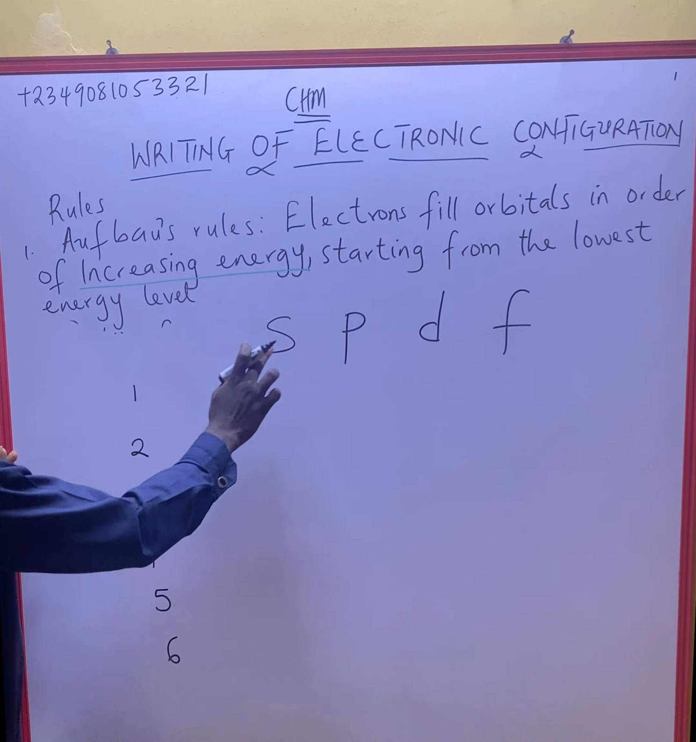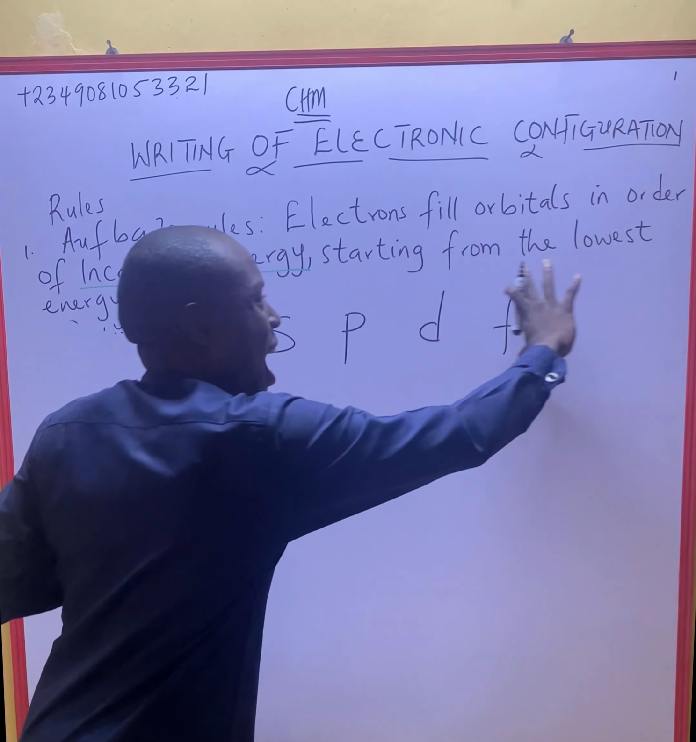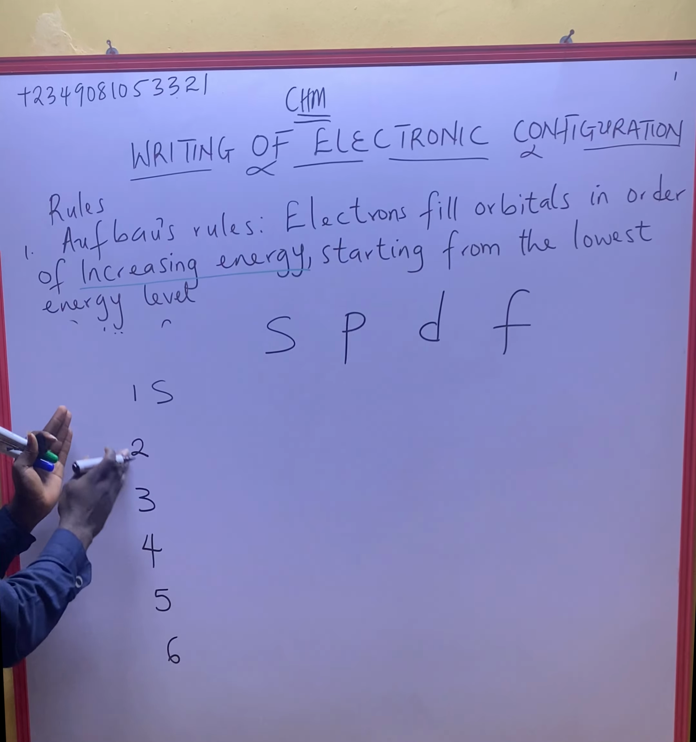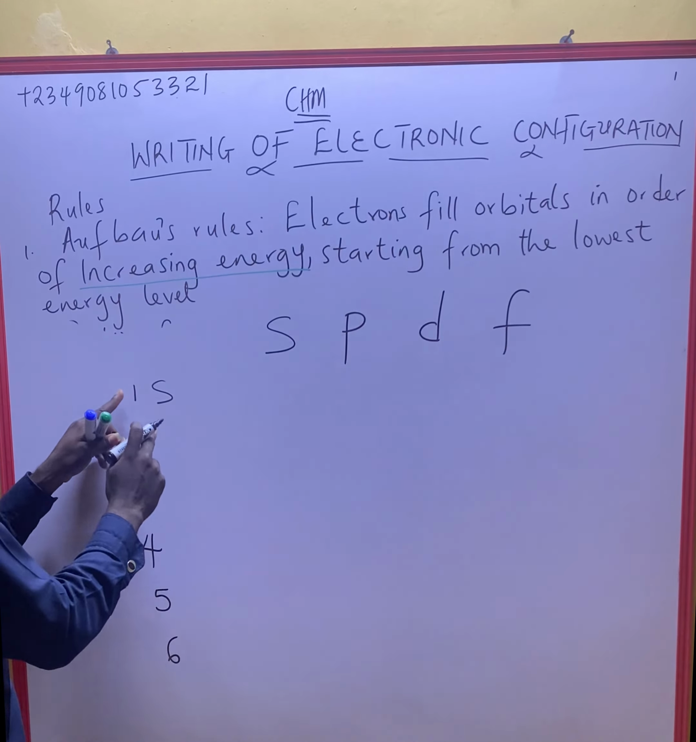Is that clear? Now we start with s, move to p. For 1, we can only have one s. For 2, we have 2s, 2p. For 3, it is 3s, 3p, then 3d. For 4, it will be 4s, 4p, 4d, 4f.